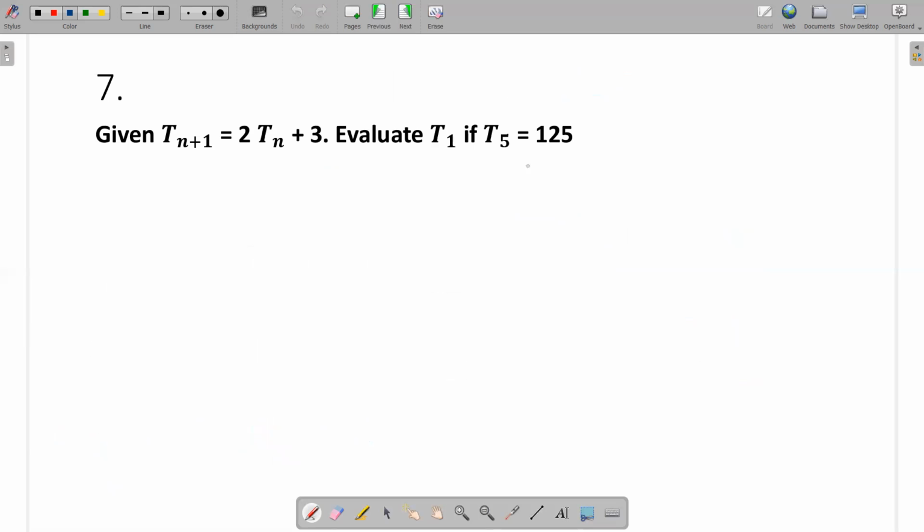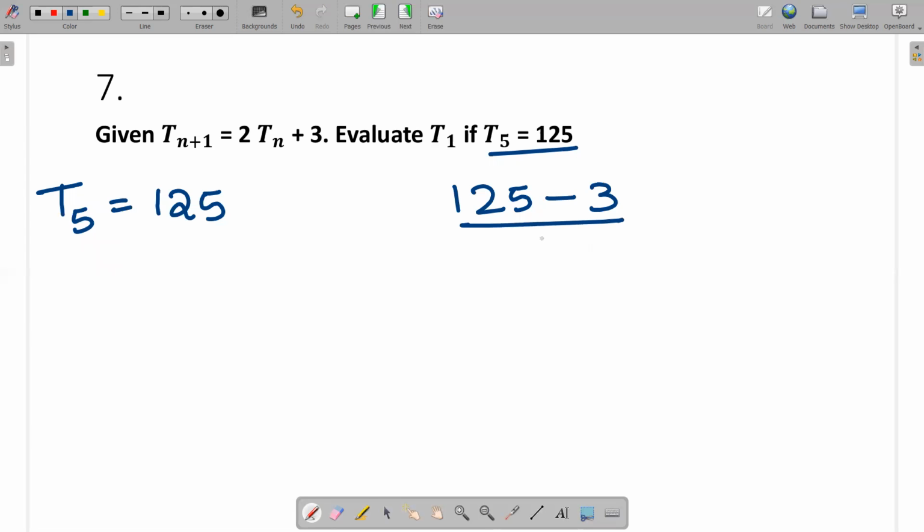In this question, it's a continuation of what we just saw. You are given T5 is 125. You are asked to find what is T1. So you are actually coming in the reverse logic here. So T5 is equal to 125. Now, if you want to find the previous term, what will be the logic? From this 125, you have to subtract 3 and then divide the result by 2. That's all you need to do.